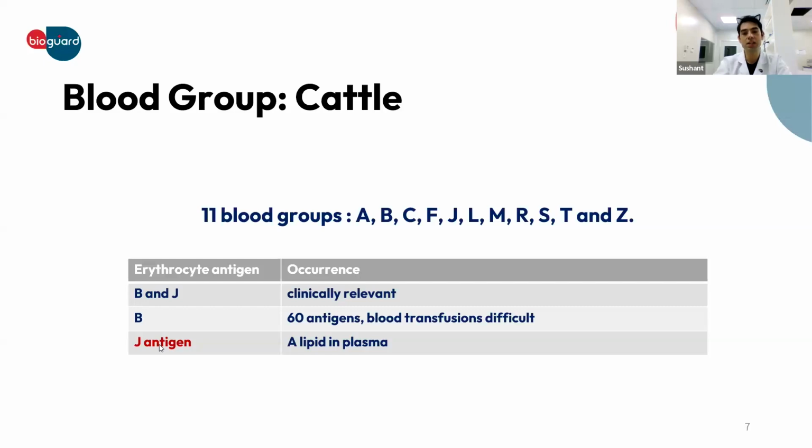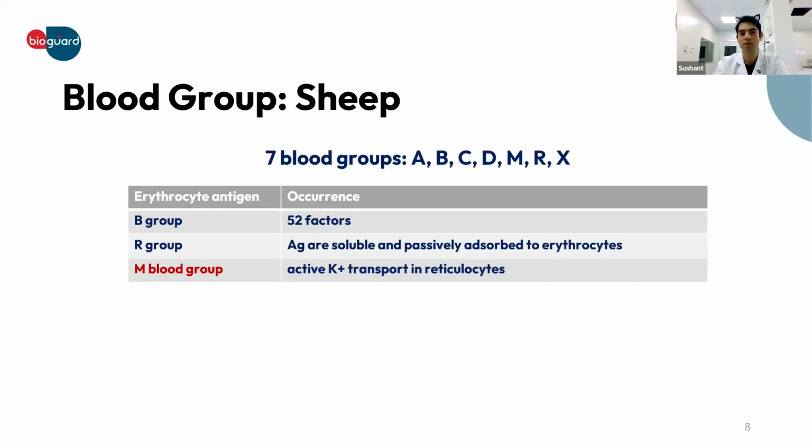However, the J antigen out of these is a very special one because this is identified as a blood group, however, this is not a protein. This is a lipid which is found in the plasma. So the characteristics of this component are different from other blood group types.